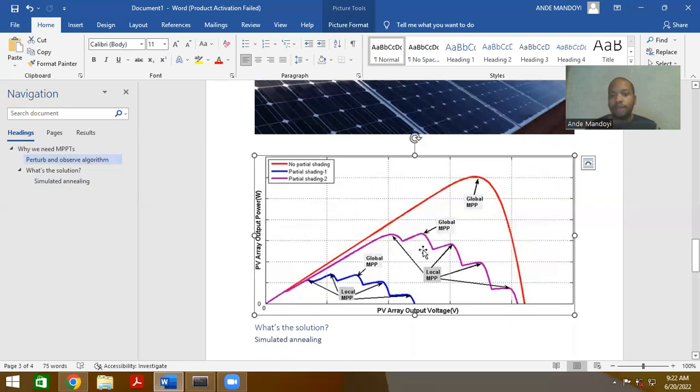Whereas where we want to function is at the global maximum point. This is the maximum power that you can get out of the solar panels. But that perturb and observe algorithm is still stuck over here. Same with the incremental conductance. You will experience a similar problem. Right. So how do we solve this? Is there a way of getting around this?